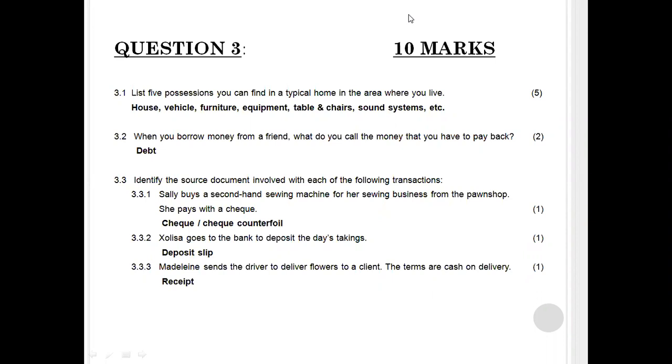So with question 3.3, there is nothing else other than what you see in front of you. So with point 1, it's either check or check counterfoil. Point 2, deposit slip. Point 3, receipt. All right, just a few seconds still on this one if there are any questions.